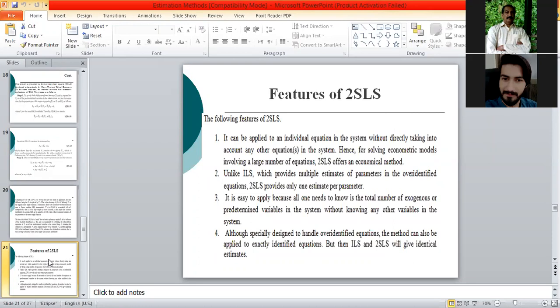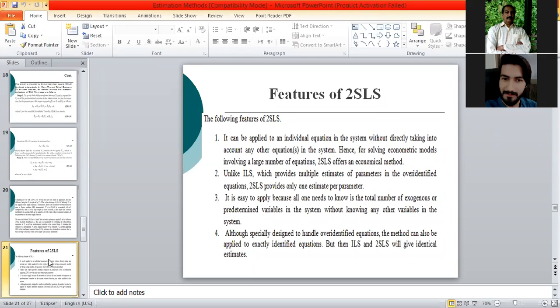Unlike ILS, which provides multiple estimates of a parameter in the over-identified equation. ILS can be applied to estimate the over-identified equation, but in this situation it will give multiple estimates of some of the structural parameters. So 2SLS is specially developed for over-identified equations, while 2SLS provides only one estimate per parameter, while ILS will provide multiple estimates per parameter. This is the difference in the application of ILS and 2SLS on an over-identified equation.